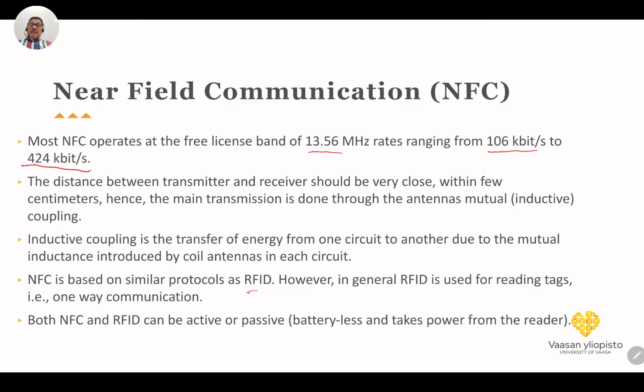Okay, so inductive coupling is the transfer of energy from one circuit to another due to the mutual inductance induced by the coil antenna in each circuit. Actually, some NFC devices can be passive. It means that they don't need a battery inside, and they can take the energy from the reader. So it is called batteryless in that case.